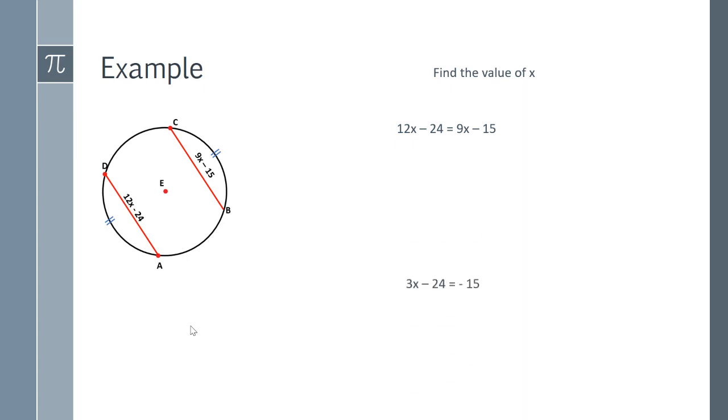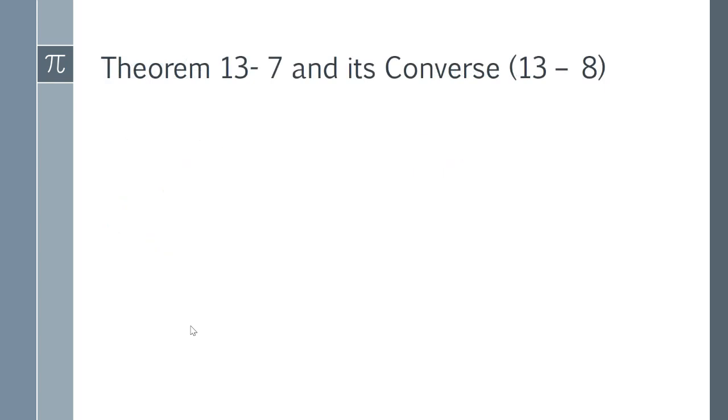We're going to subtract 9x from each side, giving us 3x minus 24 equals negative 15. Solving for x, we add 24 to each side, giving us 3x equals 9. And then finally, dividing by 3 gives us x equals 3. So, a real simple process here, just understanding how these arcs and angles relate to each other. Let's take a look at the next situation.